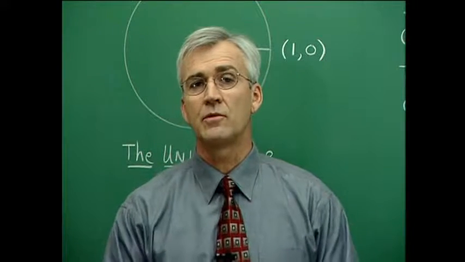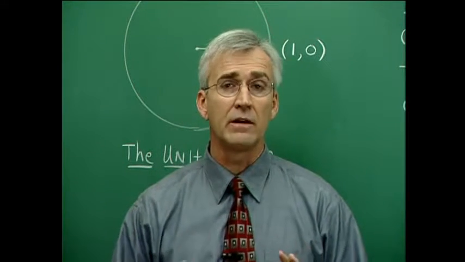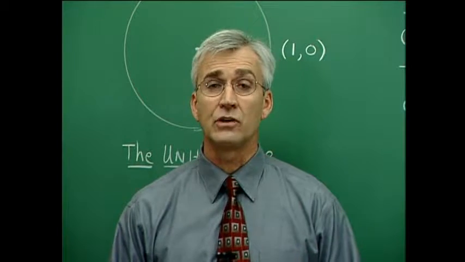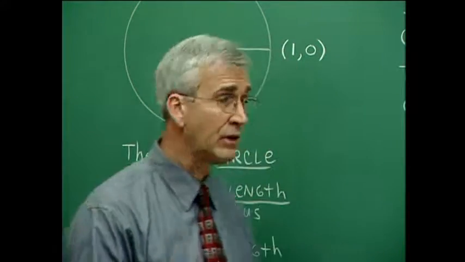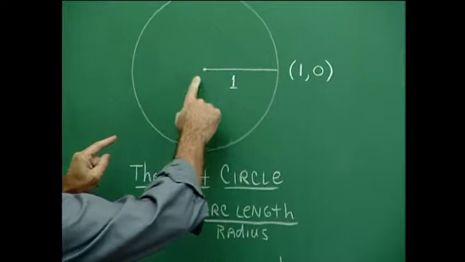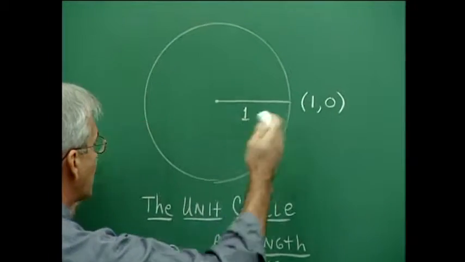In studying trigonometry using the idea of radian measure, we get high mileage out of considering the unit circle. Now, the unit circle is a circle whose radius is 1. So here's a unit circle.